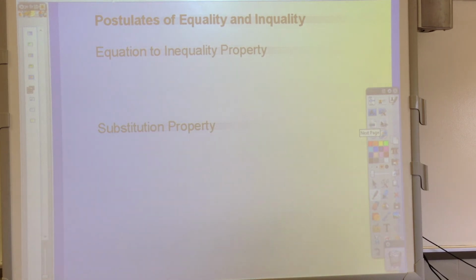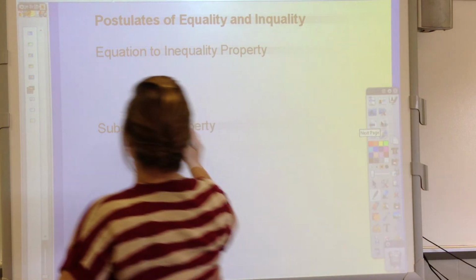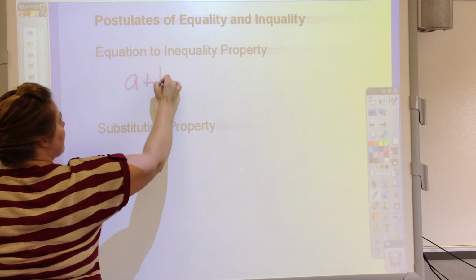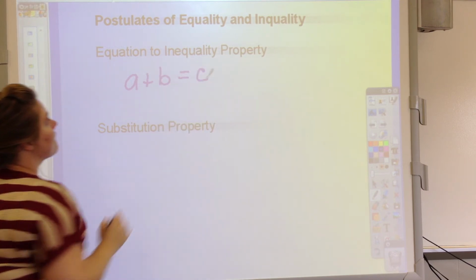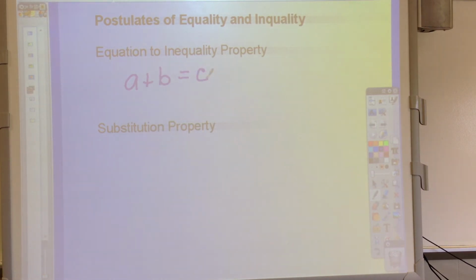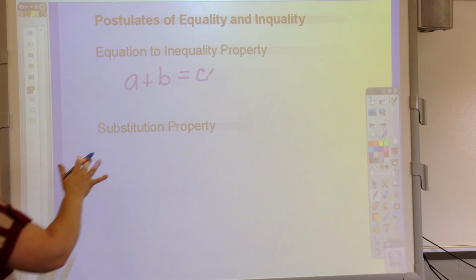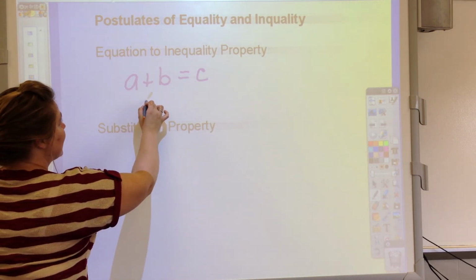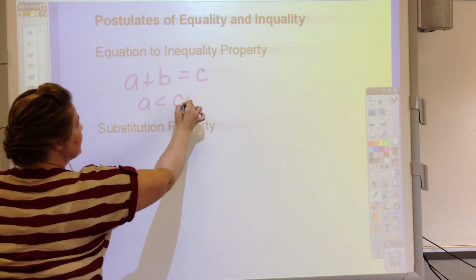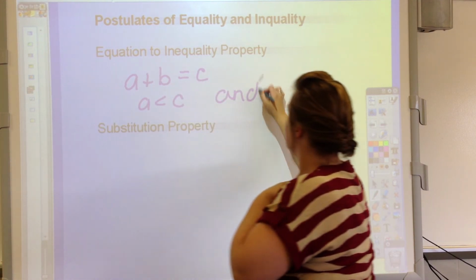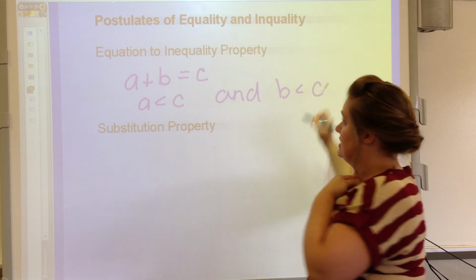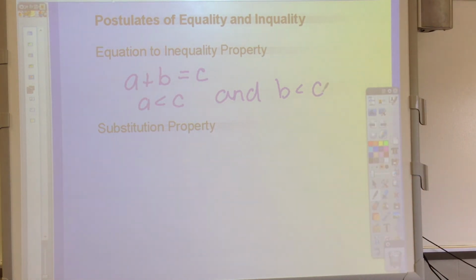Let's look at the equation to inequality property. Here, if I have A plus B equals C, this is hopefully familiar to us a little bit. Here I could say that A must be less than C and B must be less than C, if when I add them together, I end up with C.